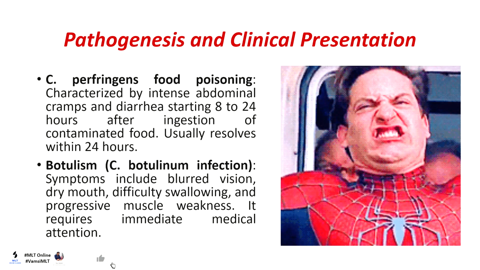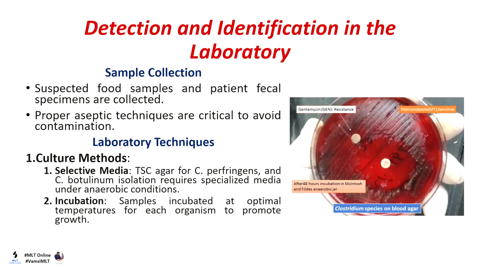Detection and identification in the laboratory. Sample collection. Suspected food samples and patient fecal specimens are collected. Proper aseptic techniques are critical to avoid contamination. Laboratory techniques. Culture methods. Selective media, TSC agar for C. perfringens, and C. botulinum isolation requires specialized media under anaerobic conditions. Incubation, samples incubated at optimal temperatures for each organism to promote growth.